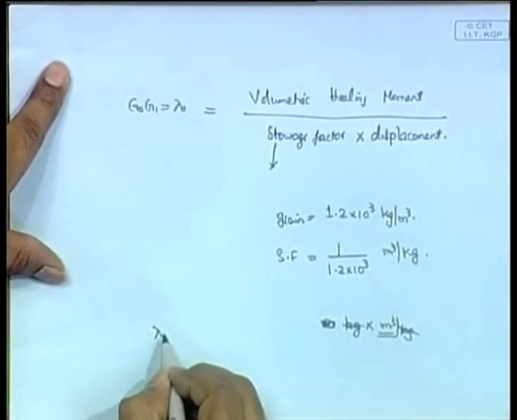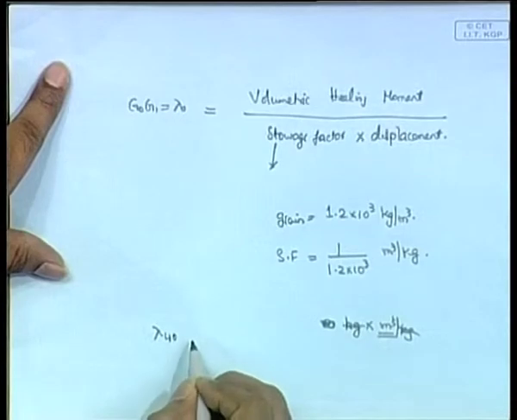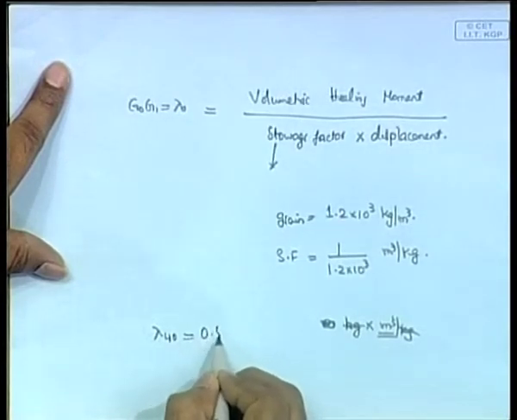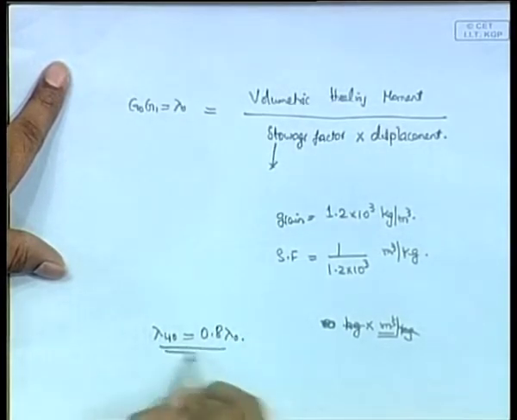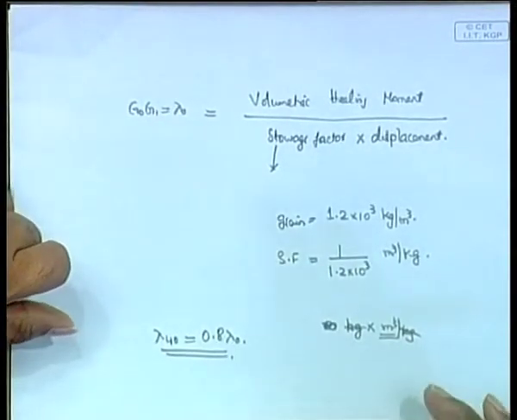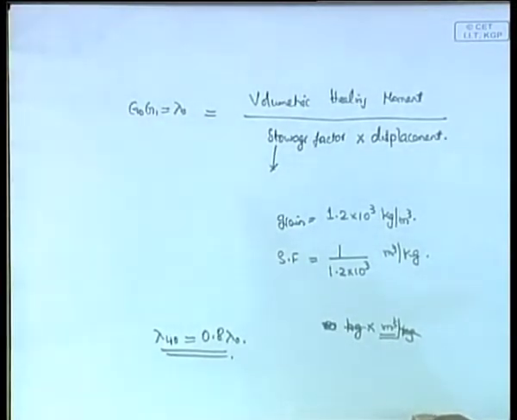Then lambda 40, meaning lambda at 40 degrees, is defined as 0.8 lambda 0. This is the second expression. This too you have to know. Then let us do a problem, probably this will explain it.